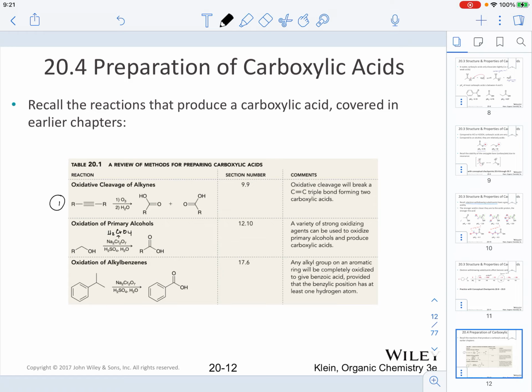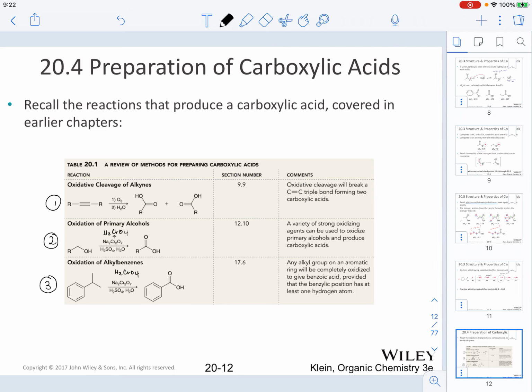Specifically, oxidation of alkyl benzenes. So if you have a benzylic proton, again utilizing chromic acid, they can also produce a carboxylic acid, but it's going to be specifically benzoic acid. So these are 3 reactions for methods to produce carboxylic acids.